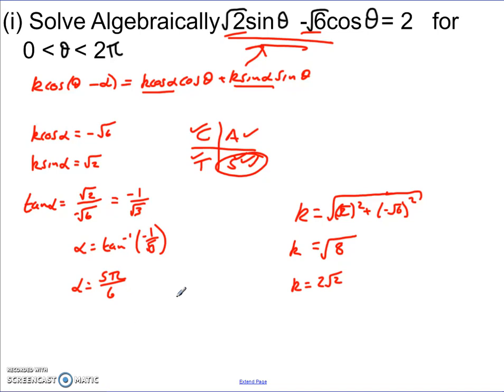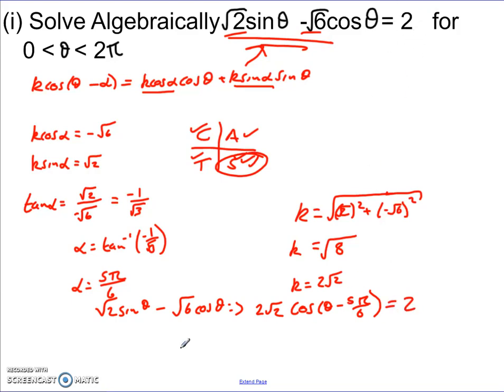So what we're then able to do is say, fine, so square root of 2 sine theta minus root 6 cos theta can be written as 2 root 2 cos of theta minus 5 pi over 6, and this can be substituted into our equation to put that equal to 2. So what we now have to do is solve that equation as we would a normal trig equation.